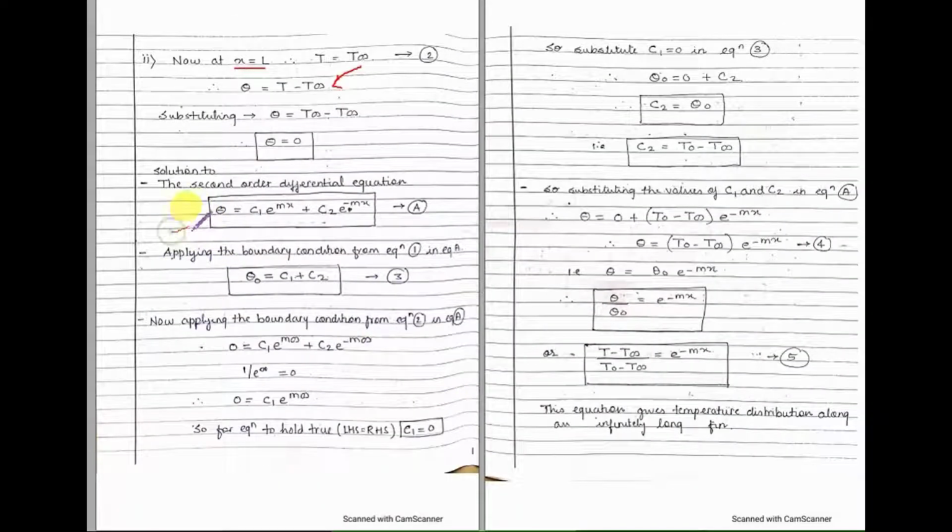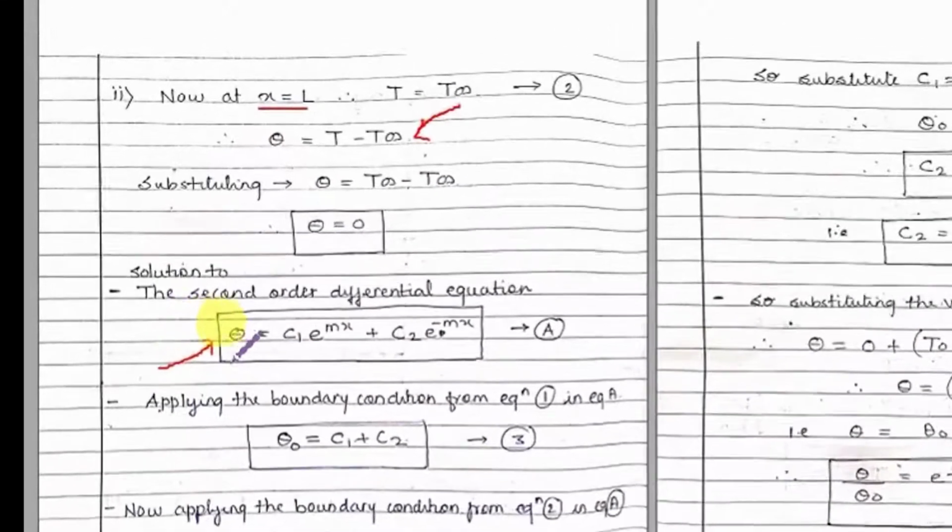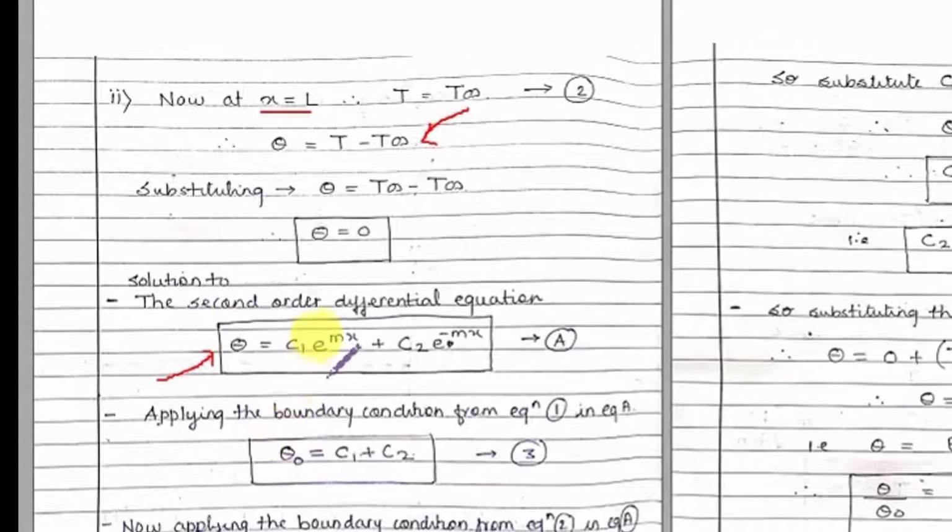So just have a look. I will substitute the value: I will replace theta by theta 0, and x I will replace by 0. So what happens? E to the power 0 will be 1, and e to the power minus 0 again will be 1. So I will get the equation theta 0 is equal to C1 plus C2, that is at x is equal to 0. So I have found one equation: theta 0 is equal to C1 plus C2. Name this equation as equation number 3.